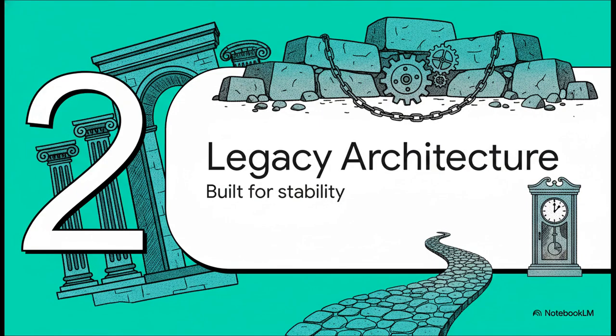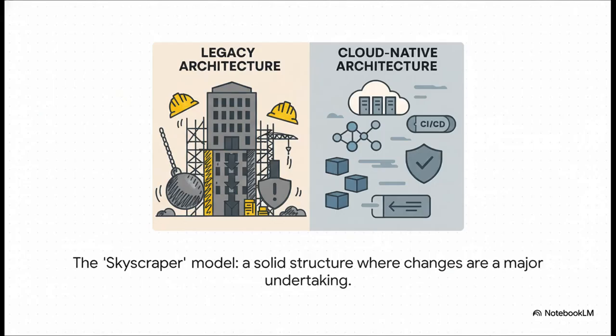Okay, so let's dive into our first model, legacy architecture. This is the old school, the traditional way of building things. This approach came of age in an era, well, before the internet was everything. A time when things were a bit more predictable and stability was king. And boom! Here it is, our skyscraper. This is the perfect picture of legacy architecture. It's massive, it's solid, and everything is deeply connected.